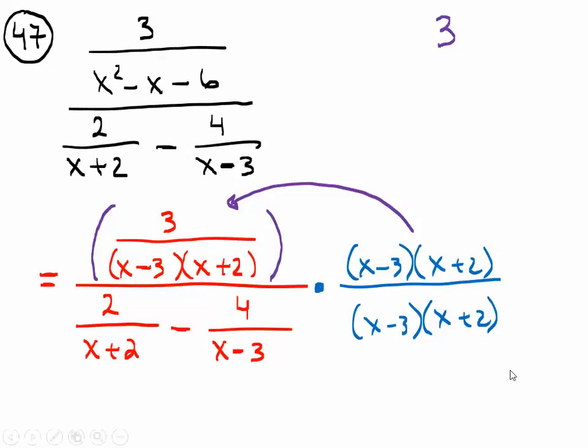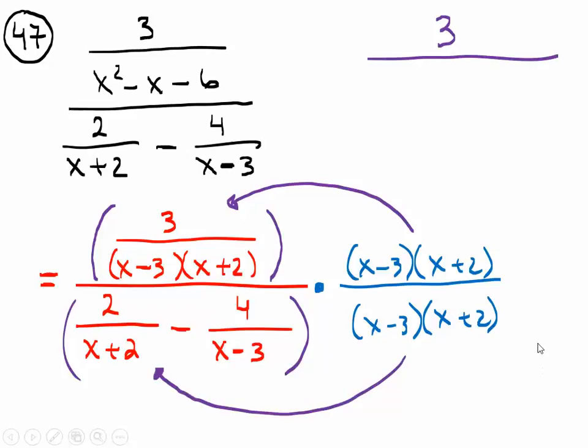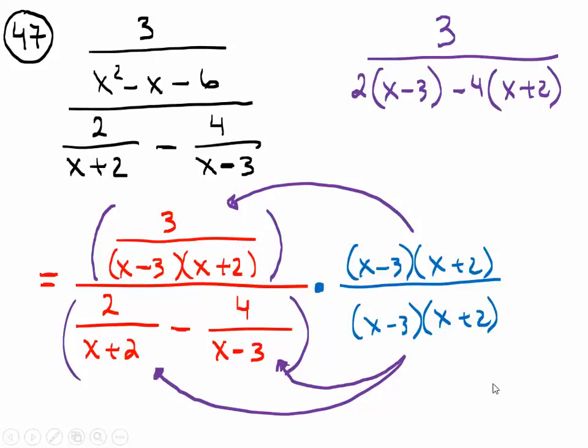On the bottom, x plus 2's cancel, so we're left with 2 multiplying x minus 3 with the minus sign this time. And then the last multiplication here, finally multiplying that, gives you x minus 3's canceling, gives you 4 times x plus 2. Alright, and your job now is to simplify it a little further here.